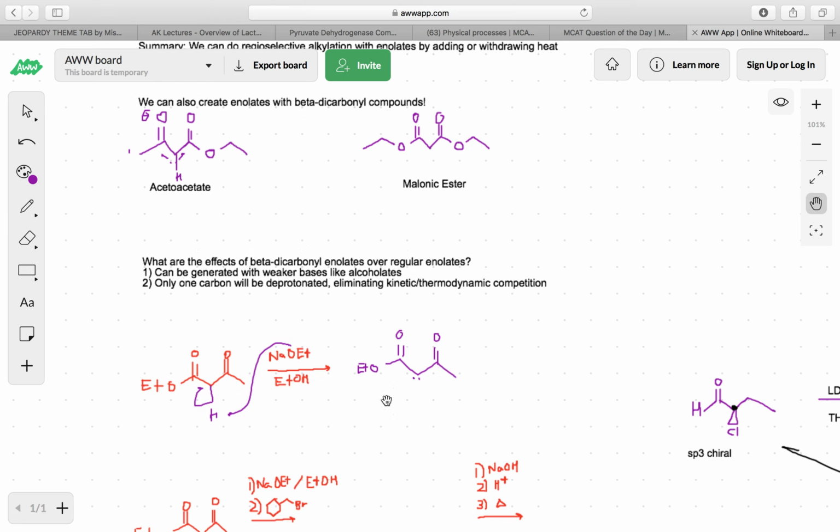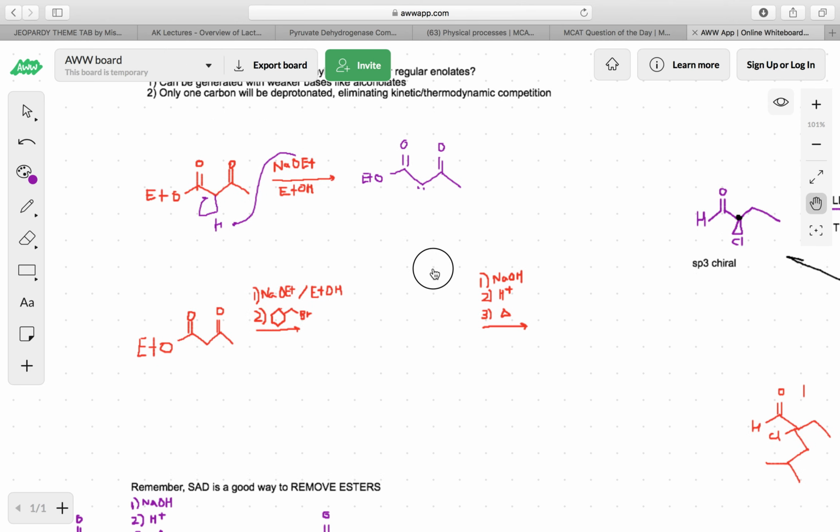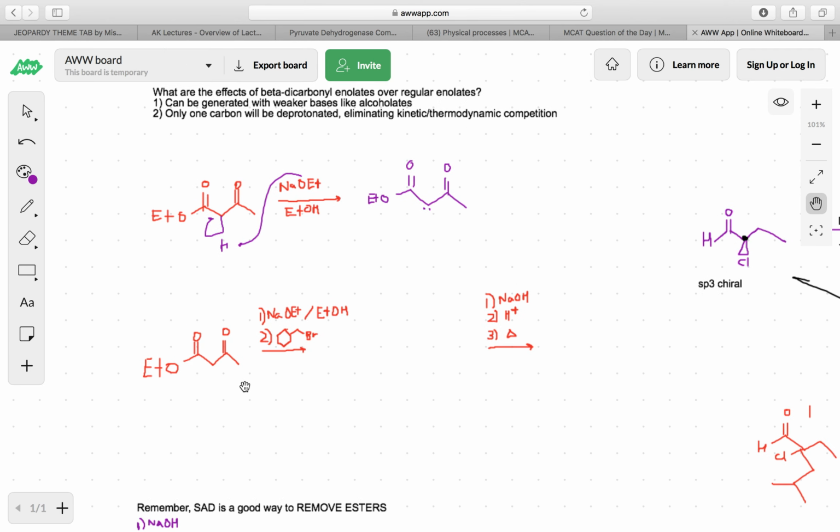So we should get something like this. So it's not too bad. Now let's see some interesting reactions we can use this with. Now let's start with our acetoacetate again.